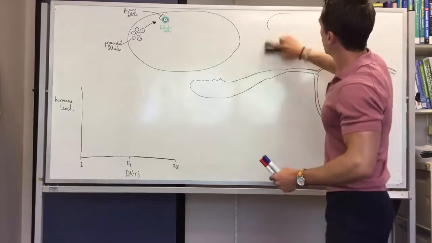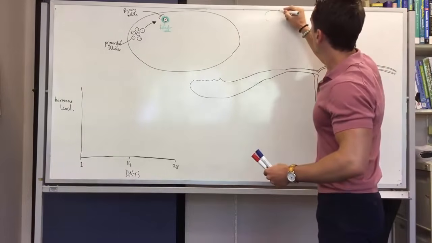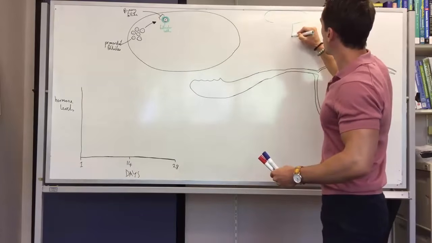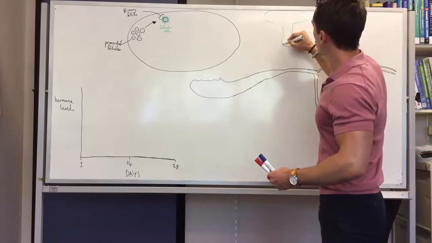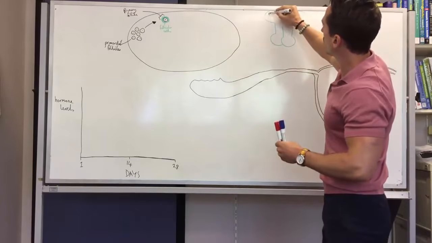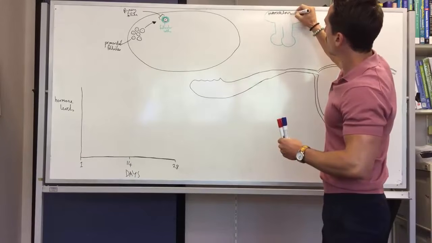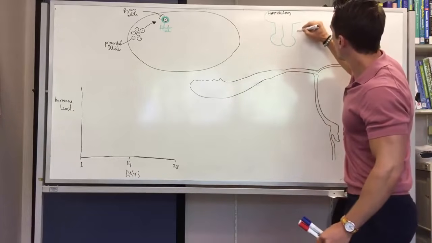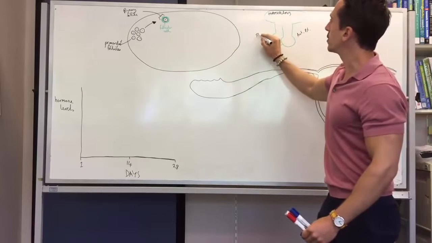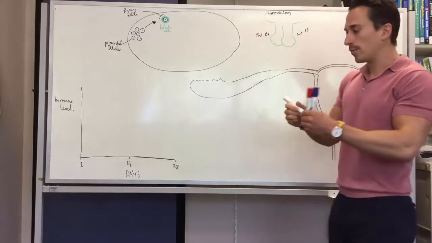So I'll just get rid of this and I'll draw them up in more detail. So I've got the hypothalamus, I've got the anterior pituitary gland and posterior. I'll just write them up for reference. Hypothalamus, anterior pituitary gland, and this one's the posterior pituitary gland.